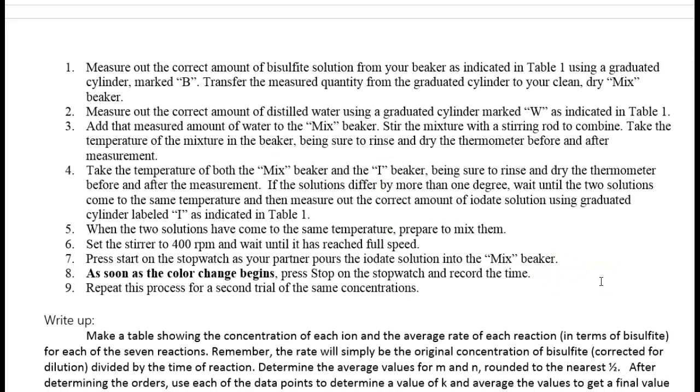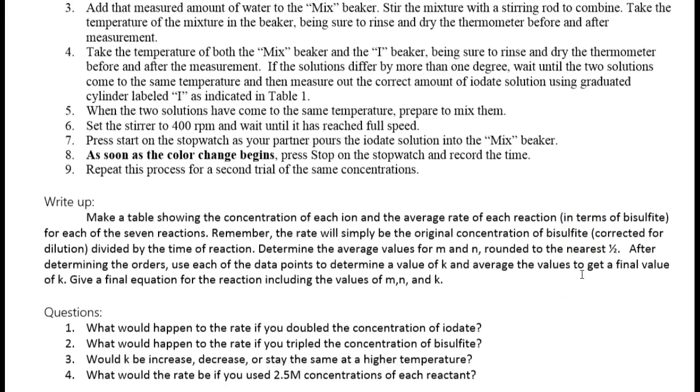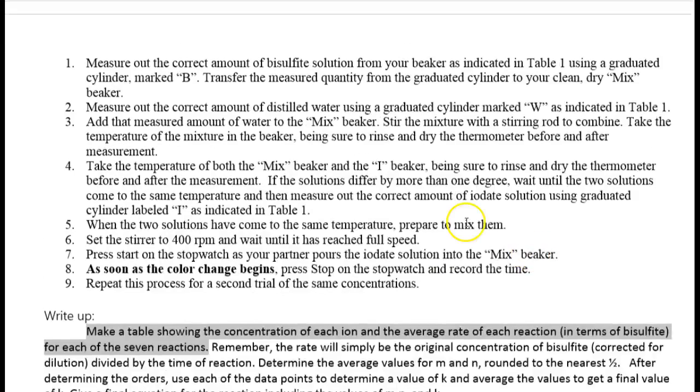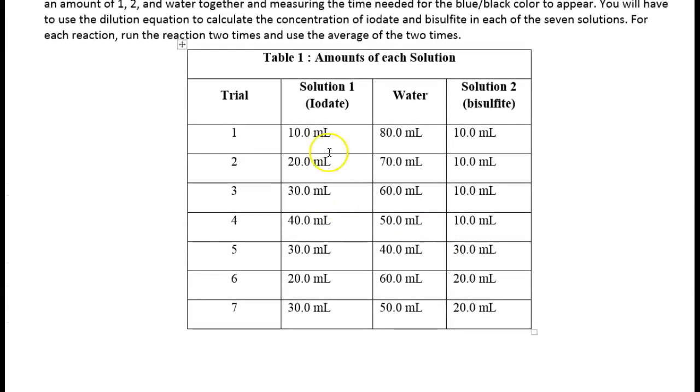But the thing that I want you to have done when you come in is this first part. It says, make a table showing the concentration of each ion and the average rate of each reaction in terms of bisulfite for each of the 7 reactions. So that table is going to be set up when you come in. Obviously, you're not going to have all of the data, but you should be able to have all of the concentrations of the solutions. So let's talk about how to do that, okay? And again, it's all going to be based on these volumes, okay?